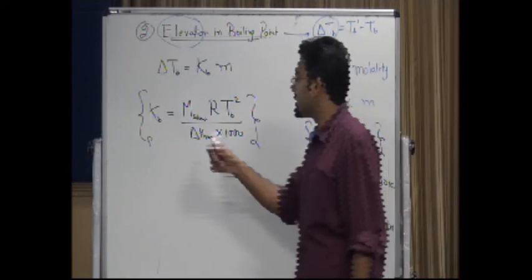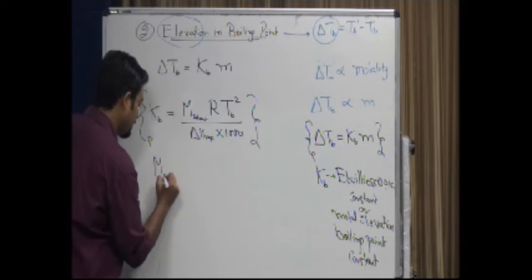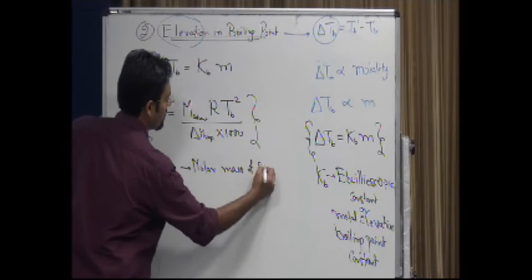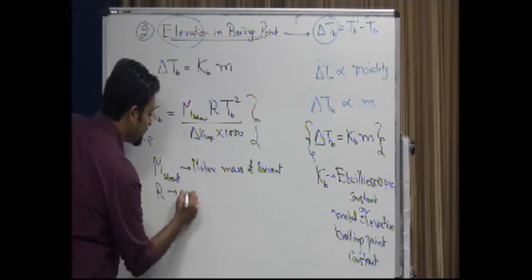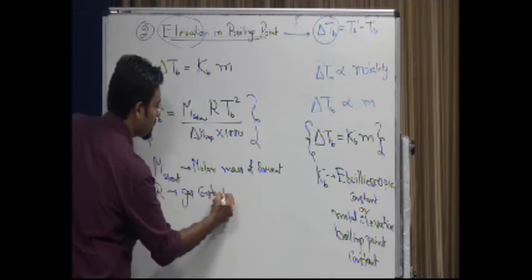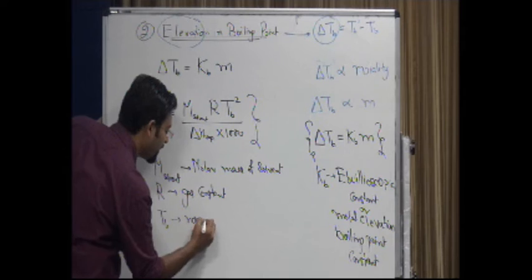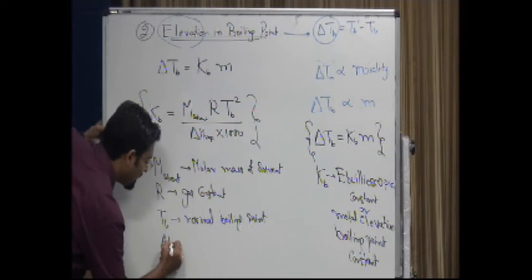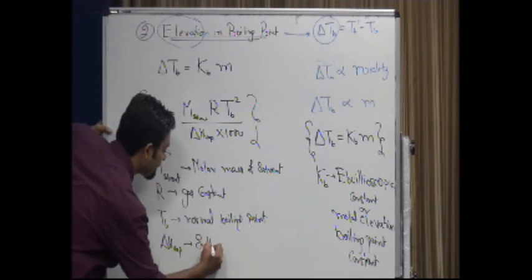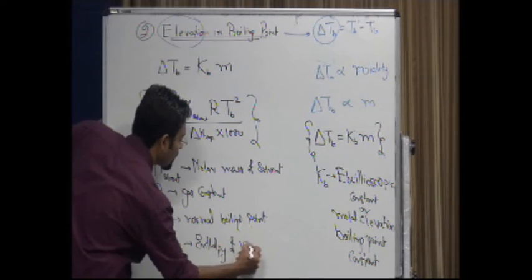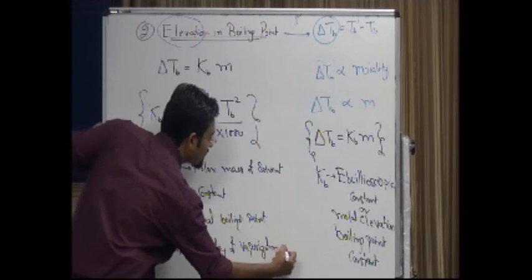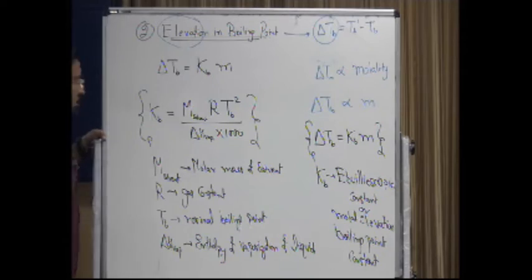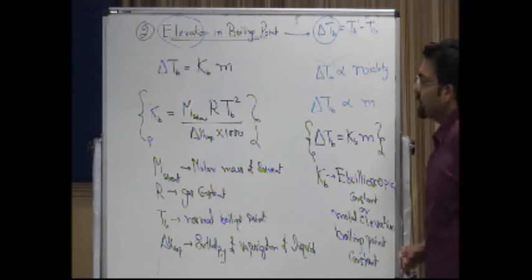In this formula, M is the molar mass of the solvent. R is the gas constant. Tb is the normal boiling point of the liquid, which is a standard value. Delta H vaporization is the enthalpy of vaporization. And whose enthalpy of vaporization is this? The liquid's. It's for the pure liquid. Okay? Now, the interesting part is not this formula.